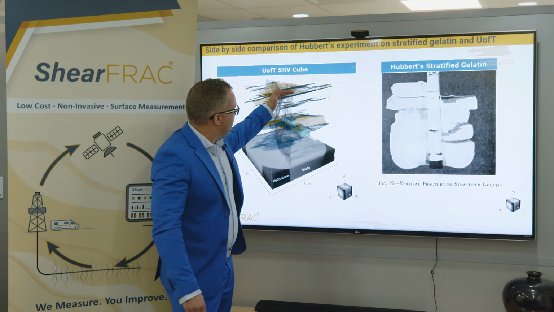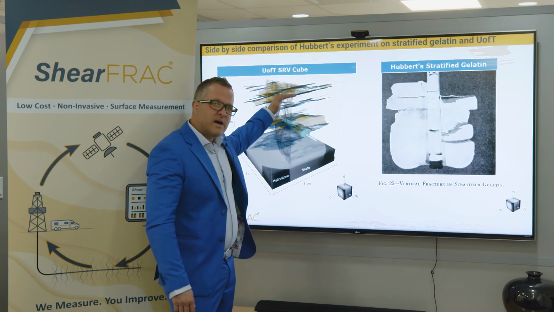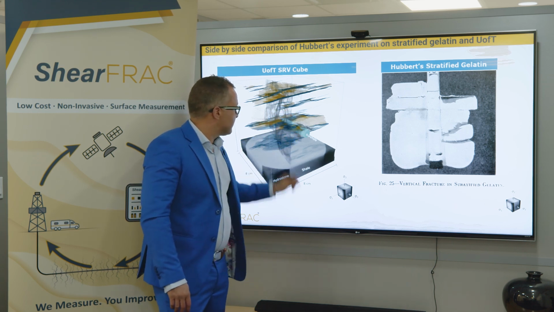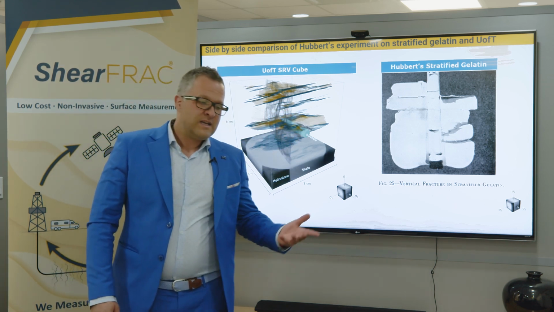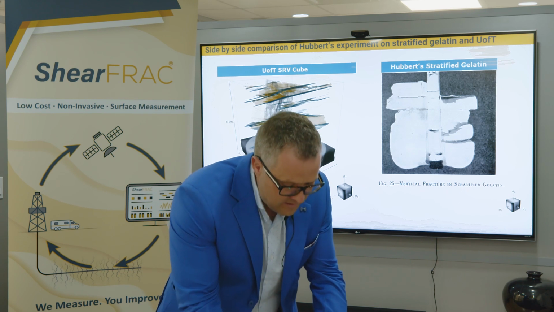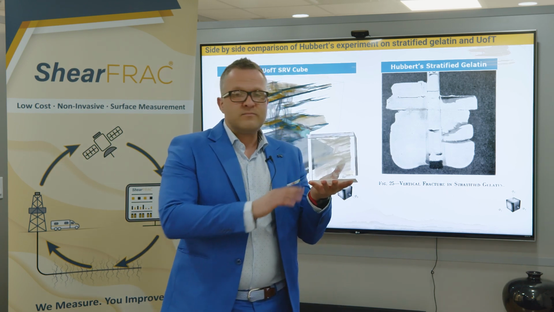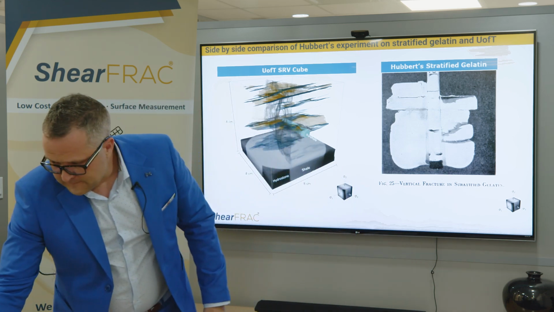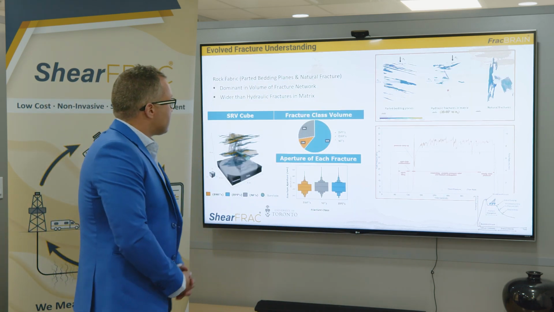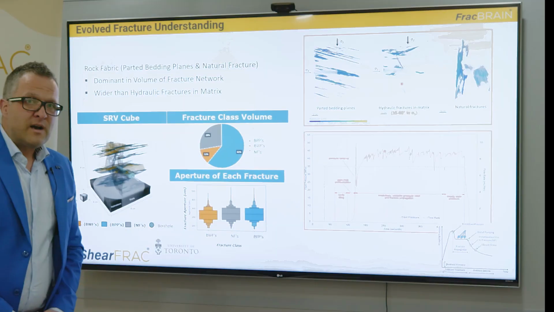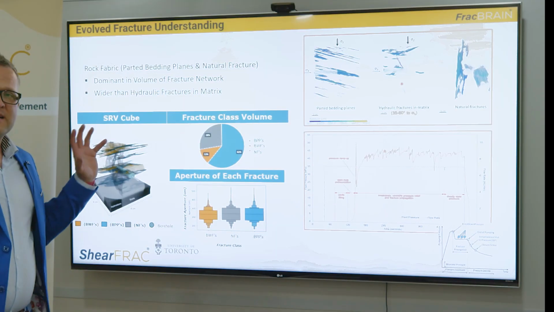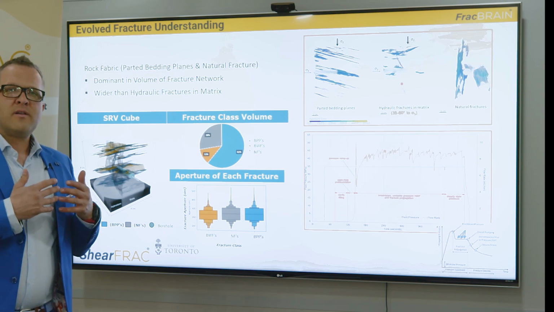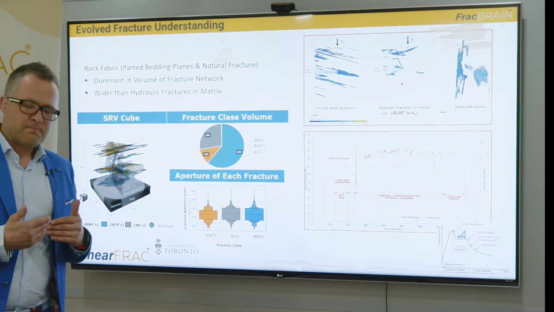That was done by machining through 50 microns at a time, imaging this with UV dye. So we get this beautiful image of what a fracture looks like, and now you can actually take it and hold a frac in your hand for the first time. So if we look at the results of this, we now see how rock fabric is a very integral and important part of the fracture geometry of the stimulated rock volume.